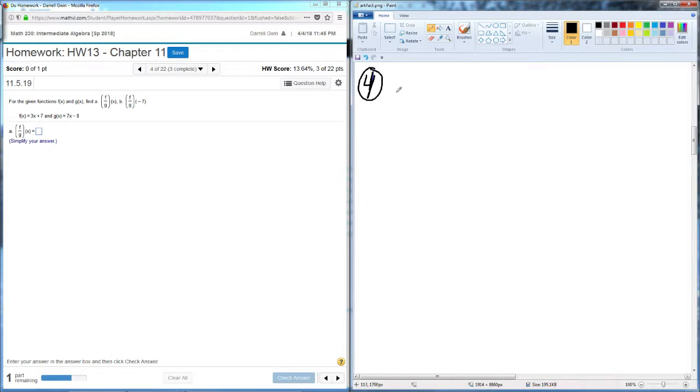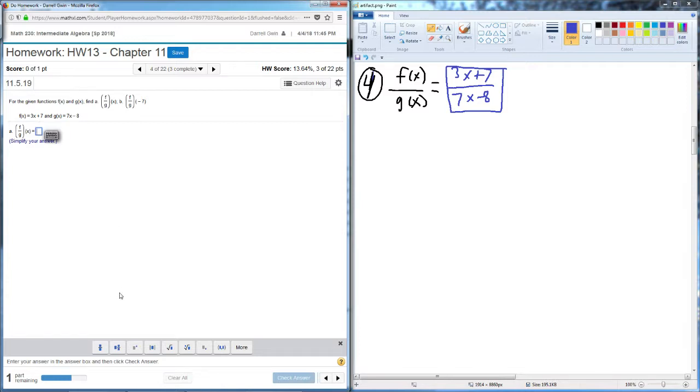Number 4. It's the f of x divided by g of x function. And we just write f of x on top, which is 3x plus 7 over g of x, which is 7x minus 8. I can't reduce that, so that is the answer.